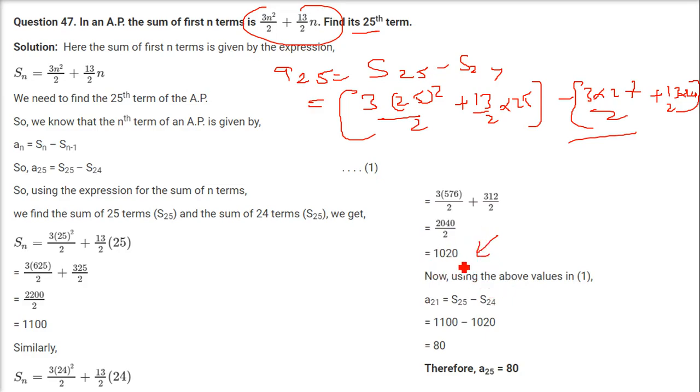Now this 25th term or 24th term, whichever term you want to find, this is the 25th term. So this is how you get it. You just have to solve it, you get 80.